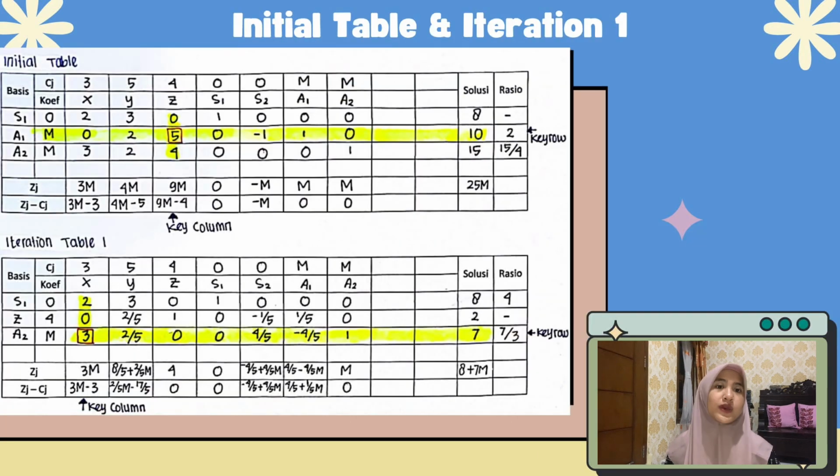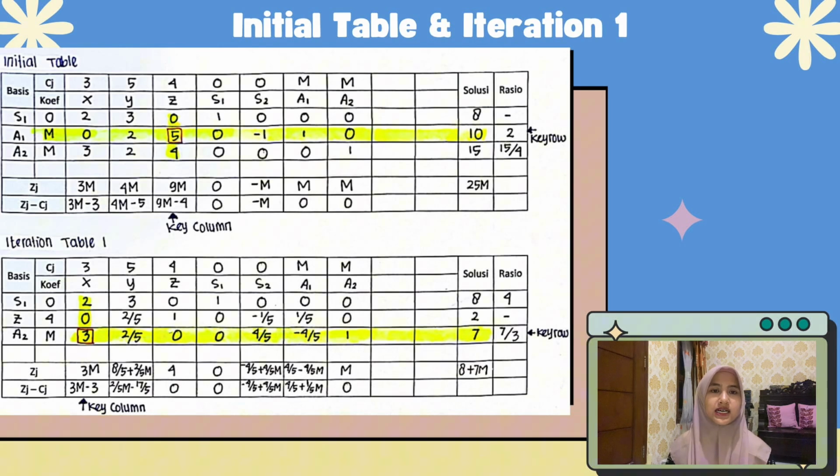First, we fill in the initial table based on the objective function and constraints. Because there are artificial variables, we use the big M method. So for each of A1 and A2, we assign the coefficient M. M is a very large number. Then we operate using the simplex method.